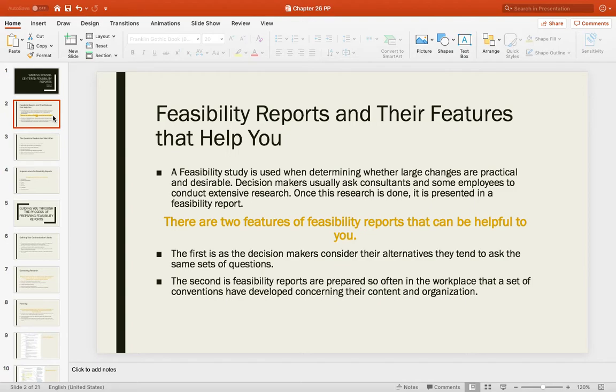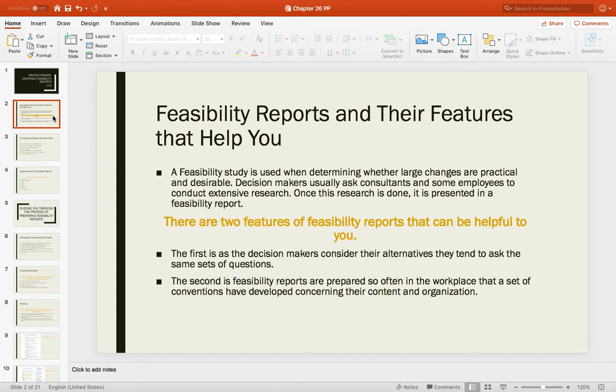There are two main features of feasibility reports. The first is that decision makers consider their alternatives. They tend to ask the same sorts of questions. And the second is that feasibility reports are prepared so often in the workplace that a set of conventions has developed concerning their content and organization. This has been proven successful in helping writers provide the information their readers want in a structure that the readers find easy to use. These conventions constitute the superstructure or genre of the feasibility report.